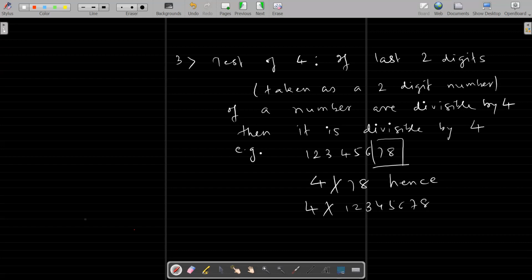But suppose I make it 1, 2, 3, 4, 5, 6, 7, 2 or 7, 6. Do you agree it will be divisible? Yes, sir. What about 70, that is 1, 2, 3, 4, 5, 6, 7, 0? No, sir. It's not divisible. So this is clear, right?